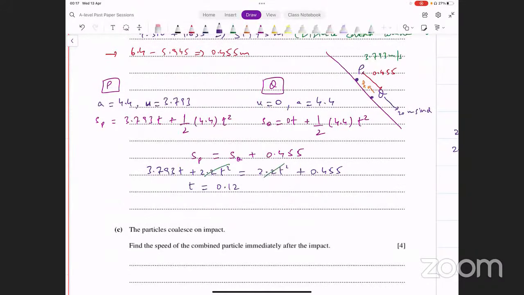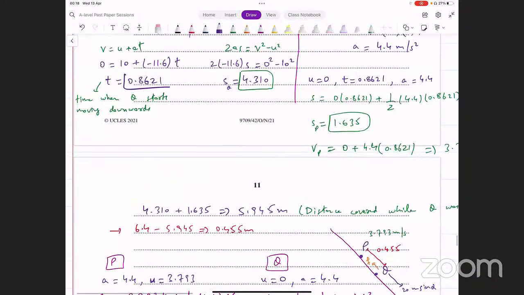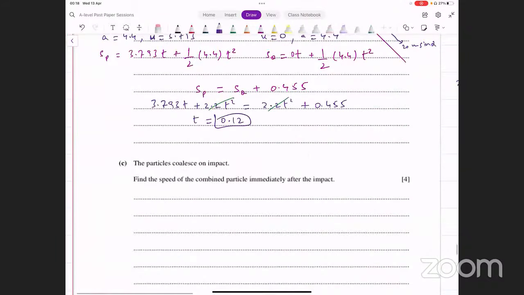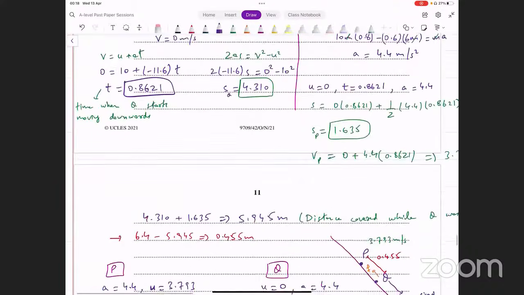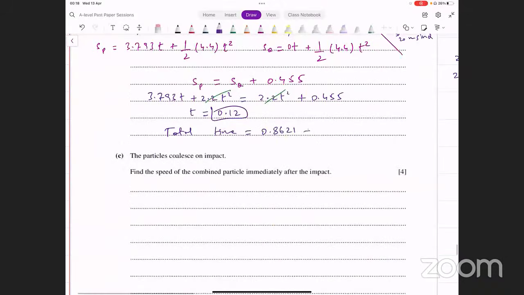This is the time that it takes after Q has started moving downwards. Q जब नीचे मूव करना शुरू कर दिया, उसके बाद इतना टाइम लगा है. उससे पहले कितना टाइम लगा था? उससे पहले ये टाइम लगा था 0.8621. You just add these two time values. The total time taken is equal to 0.8621 plus 0.12, and that's going to be 0.9821. And that was supposed to be your final result there.